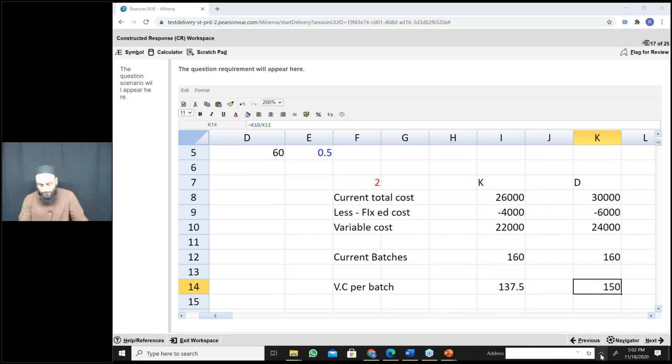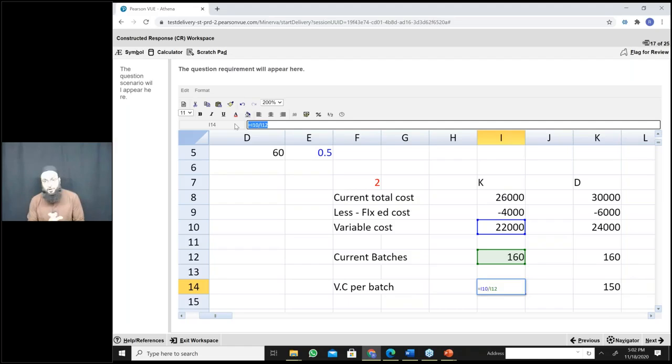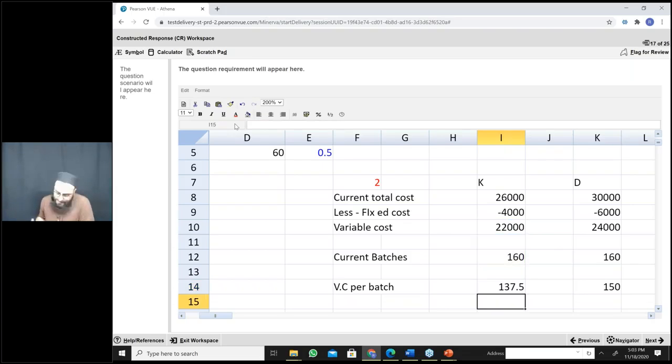Okay, so I worked out variable cost per batch. And how was it possible? Simple. The cost was 22,000 and that relates to 160 batches. So it's 22,000 divided by 160 batches. So the variable cost per batch is 137.50 for keypads and 150 for display screen. Are you all getting my point? Okay. So this is the variable cost per batch. I have repeated this again.